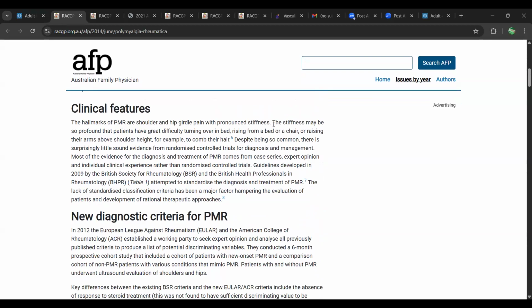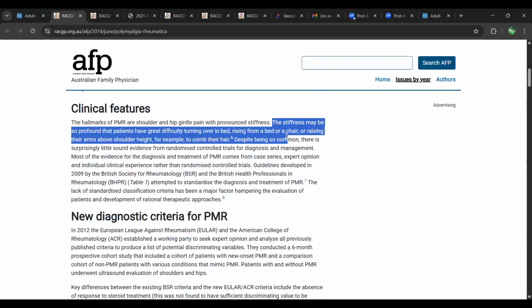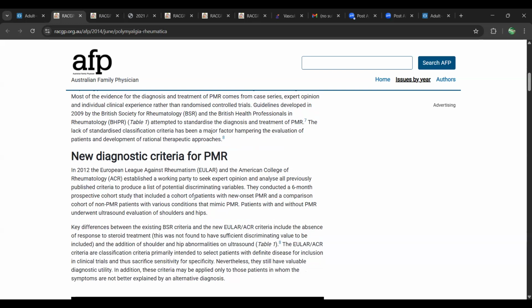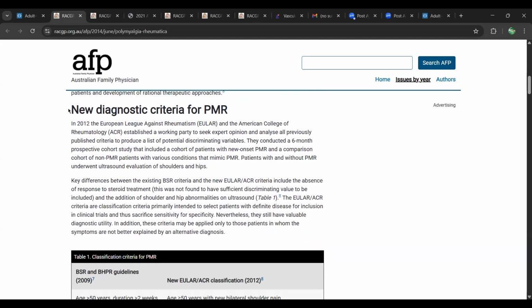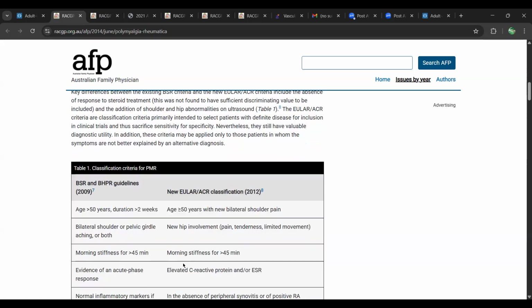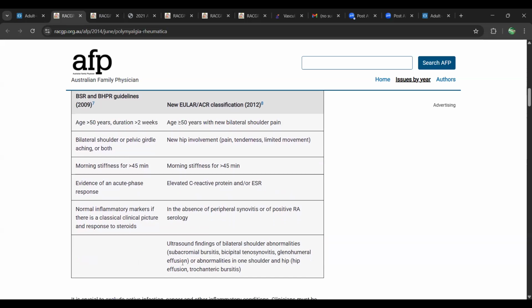So this is what they're saying. The stiffness may be so profound that they have difficulty in rising from a bed or a chair and all that, right? So there are some new diagnostic criteria. They have compared it with the old diagnostic criteria, right? So we'll see here. Initially, they've given this thing of duration more than 2 weeks.